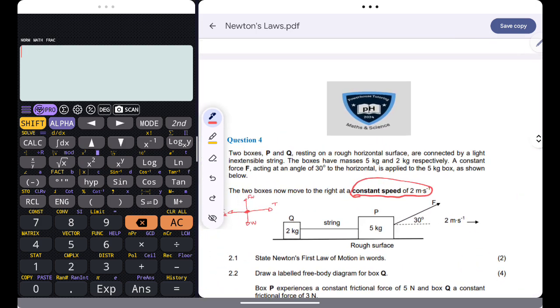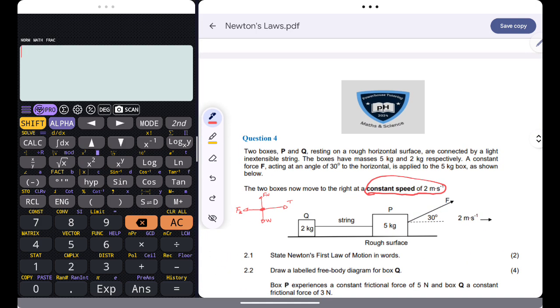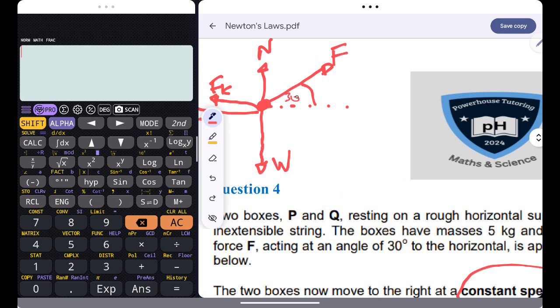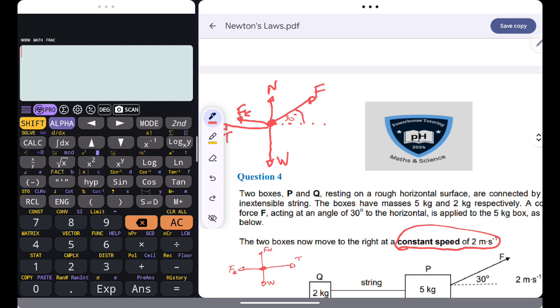If we draw a free body diagram for box P, you can draw it in two different ways. You can draw it like this. You obviously have your gravity, weight, and normal force. There's tension and friction. And then there's that force F which is applied at an angle of 30 degrees. Are you together?